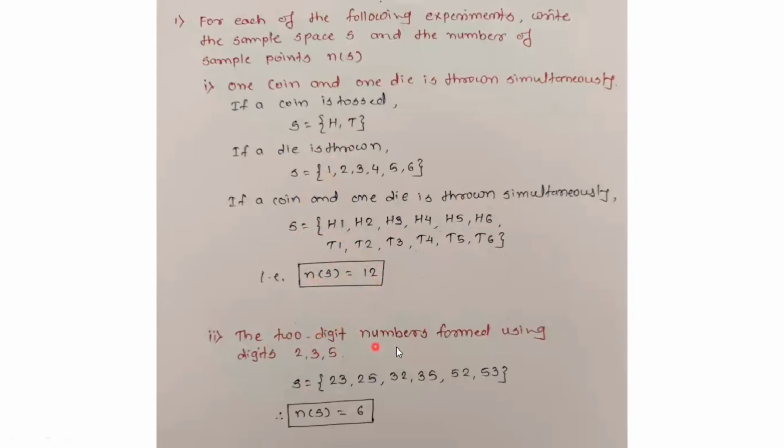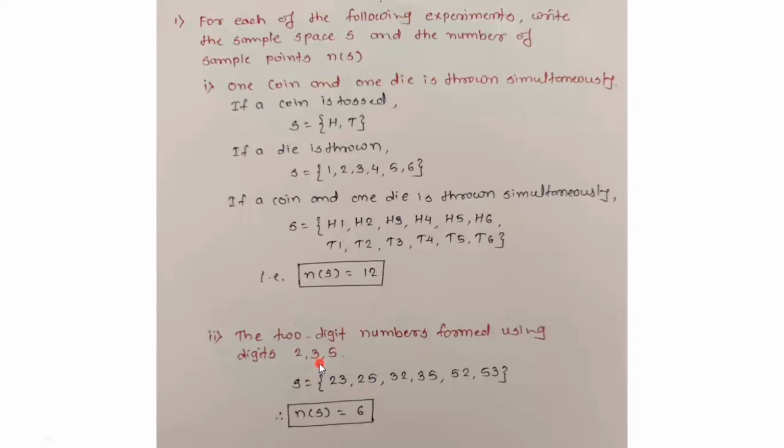Now the second is two-digit numbers formed using digits 2, 3 and 5. Here we have to make two-digit numbers by using 2, 3 and 5. The only condition is that no digit should be repeated, that is, we cannot take 22 or 33 or 55. So the sample points are: if we take 2 in the tens place and 3 in the units place, we get 23. If we take 5 in the units place, we get 25. So starting from 2, we get two numbers, 23 and 25.